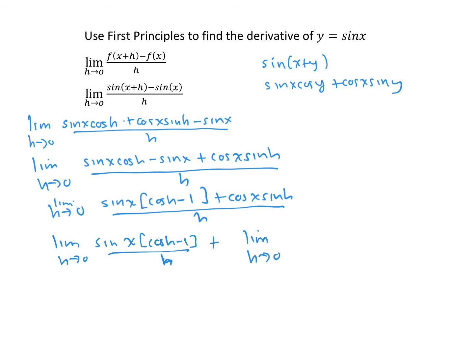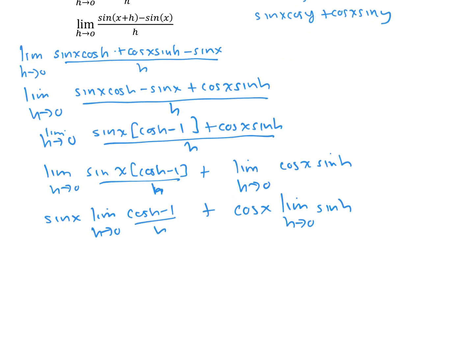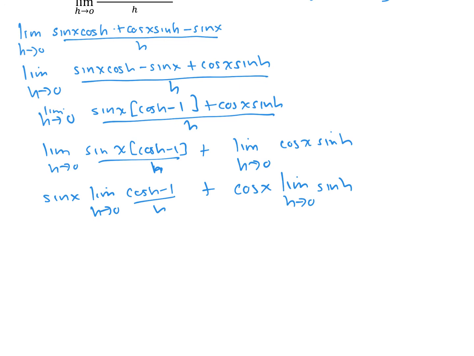So I'm going to find the limiting value separately for cosine x sine h. So sine x, as I mentioned, is not dependent on h, so we're going to separate that and just find the limiting value as h approaches 0 of cosine h minus 1 over h. And the same in this term, cos x is not dependent on h, so we'll separate that and just look at the limiting value as h approaches 0 of sine h.